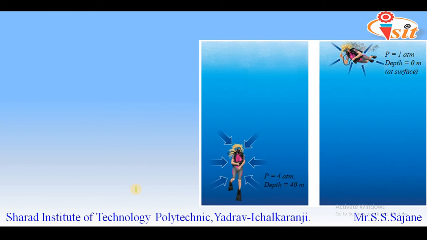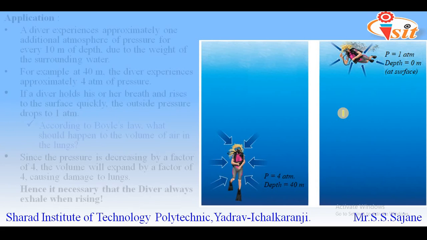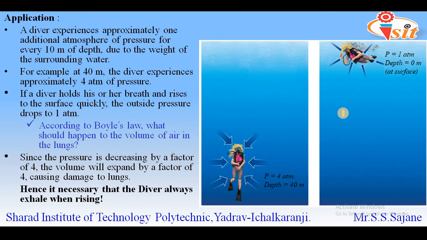We have one diagram here which shows the diver at a certain depth, about 40 meters. In the other part of this diagram, we can see the diver at the surface of the water body. In this application, a diver experiences approximately one additional atmosphere of pressure for every 10 meters of depth due to the weight of the surrounding water.